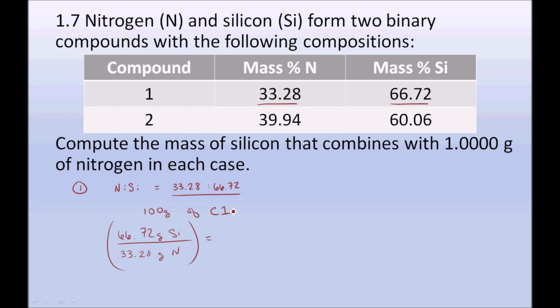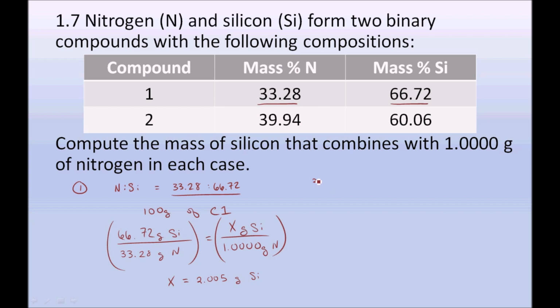This is proportional to an unknown amount of silicon, that's what we're trying to find, combined with 1.0000 grams of nitrogen. By sight, we can see the left side of the equation is approximately 2, but using your calculator, x equals 2.005 grams of silicon, meaning 2.005 grams of silicon will combine with 1 gram of nitrogen to form compound 1.